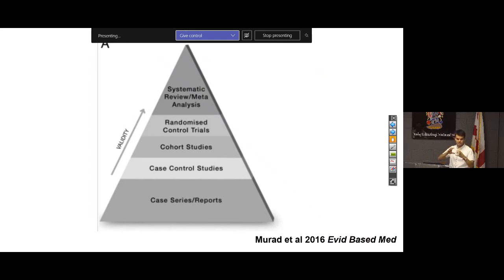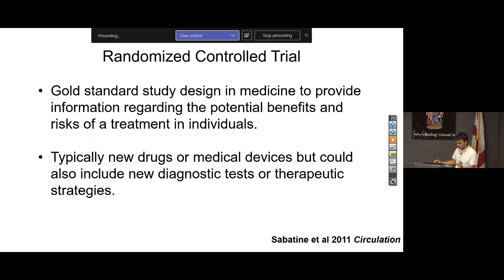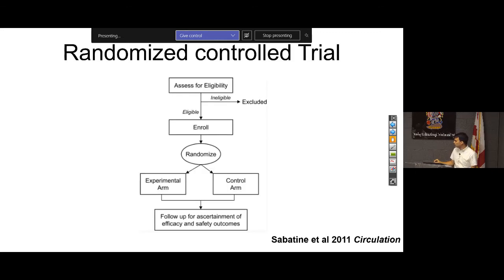And that's a group of RCTs where the data is all pooled together to draw conclusions. An RCT is the gold standard in medicine, and that's what provides information on potential risks and benefits to individuals. For the most part, it's drugs or devices, but can be for other things as well. Just the basics of it. So you have a study question, you have a group of people, you have inclusion and exclusion criteria, ultimately you enroll some patients and then they get randomized.